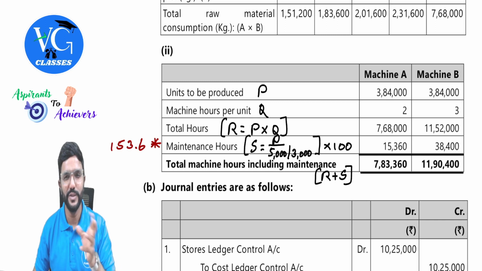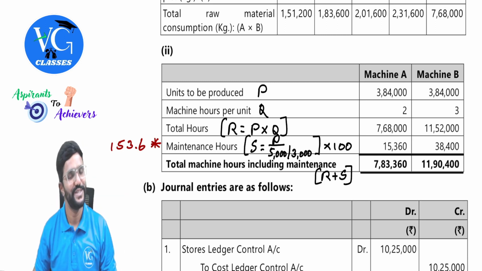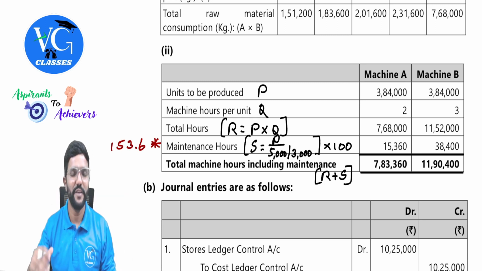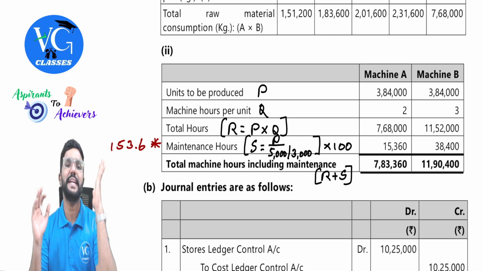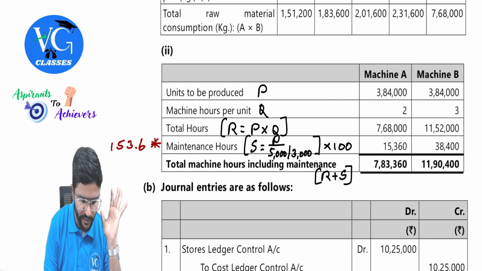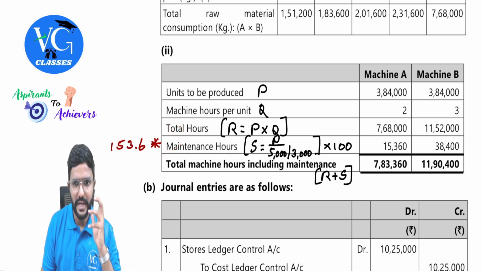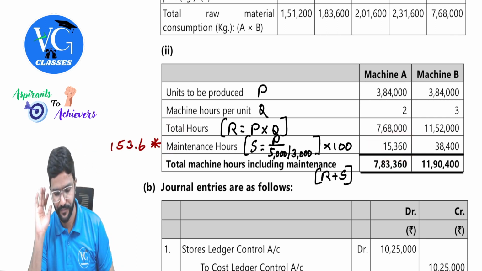But do they do the proportionate maintenance, guys? No, it is clearly given in the question. Once machine A completes 5,000 hours, they require a maintenance of 100 hours. So every now and then the maintenance will not be done. Only after completing 5,000 hours, maintenance will be done for machine A, guys. This is the only thing which I observed, where we are supposed to take 15,300 here and not 15,360.